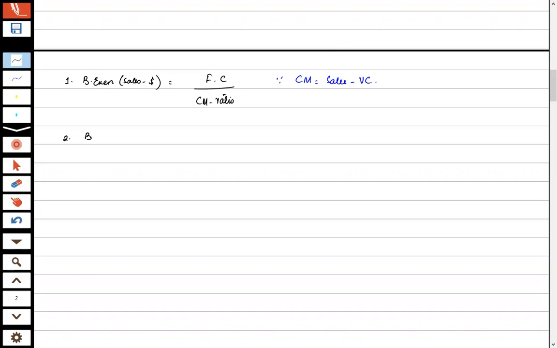For break even in units, we will divide fixed cost by CM per unit. Or it can be like we did in the previous session, that is break even sales in dollar divided by selling price per unit. These two formulas can be used to determine the break-even point in units.